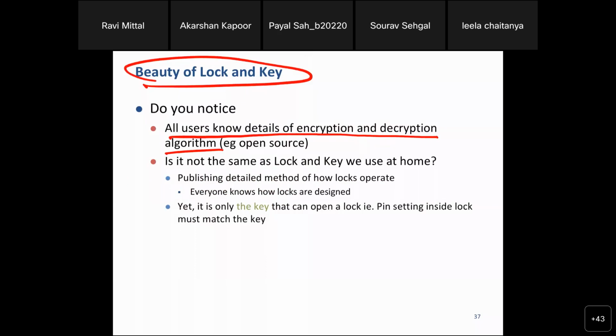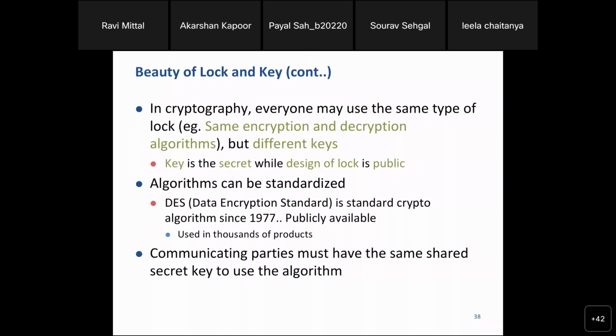So it's very similar to the lock and key that we use at home. Anybody can make a lock. You go to small towns and you will find shops that make some kind of locks. Making a lock is a known process, but keys are what's important. Everyone knows how to make a lock, but the key that's unique opens it. Same thing we apply here. We use the same encryption and decryption algorithm but different keys.